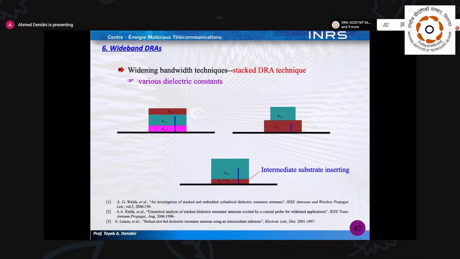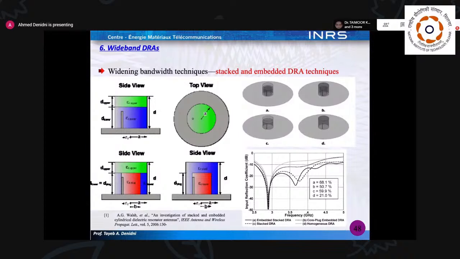Another one is stacked and embedded dielectric. We can embed one dielectric inside another one, like this one inside. We can see that we can achieve some bandwidth. This is also a very interesting technique to widen the bandwidth. This means we combine stacked with embedded dielectric material, so the material here and here is different.